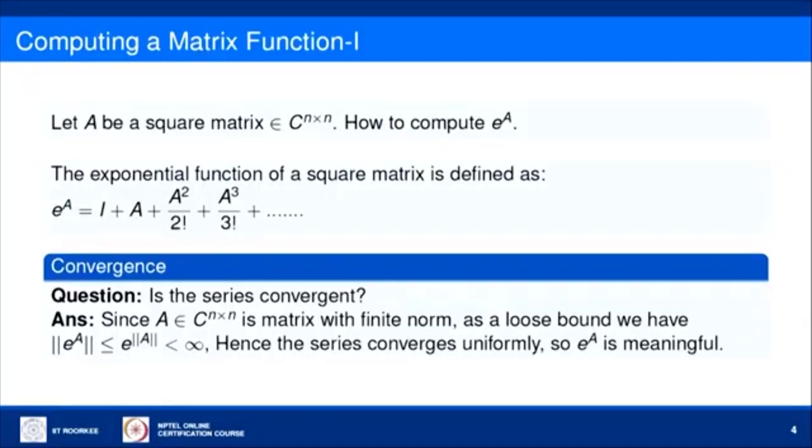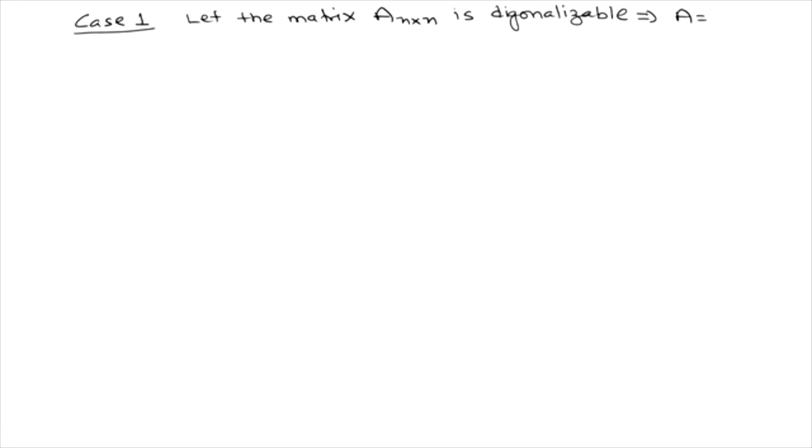So let us learn about computing matrix functions. Let me take case 1. In case 1, let the matrix A, which is of size n by n, be diagonalizable. It means I can write the matrix A equals P D P inverse, where P is the modal matrix coming from the eigenvectors of A, and D is the diagonal matrix having diagonal entries as the eigenvalues of A.